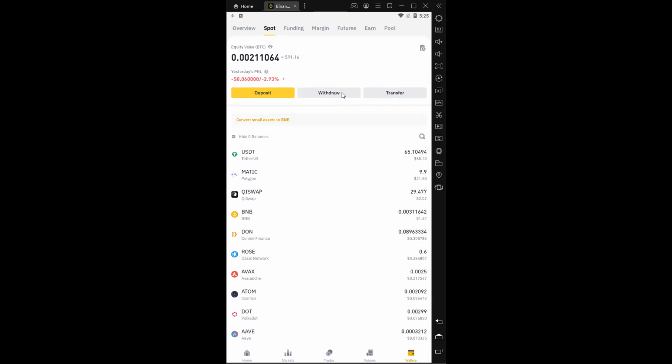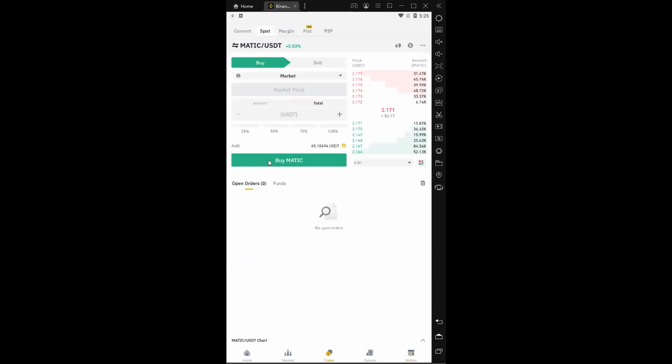Okay, percentage changes when buying. Those percentages are just the percent you want to buy, the percent of your total available USDT. So 50% of my 65. Sorry, that's not what I mean. I mean the percentage in front of the Matic / USDT, like that one, the one at the top. Yes, thank you. Okay, I will explain that.